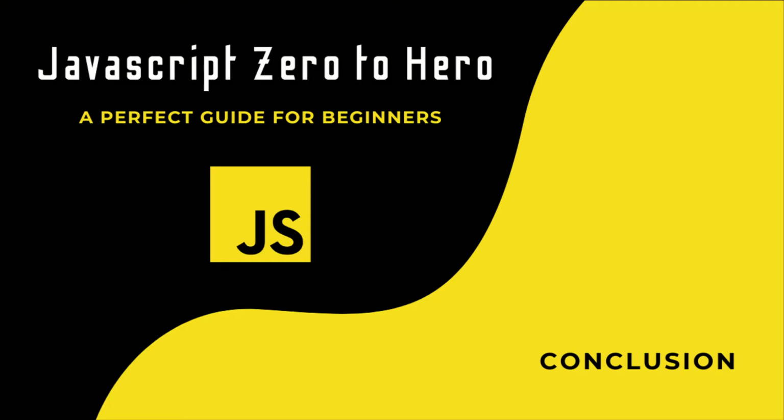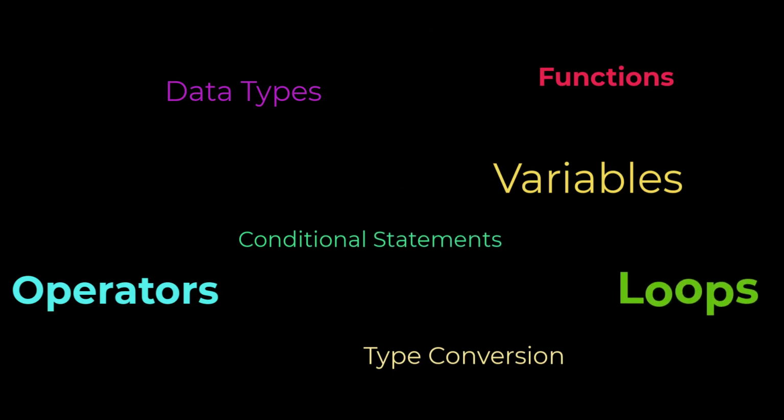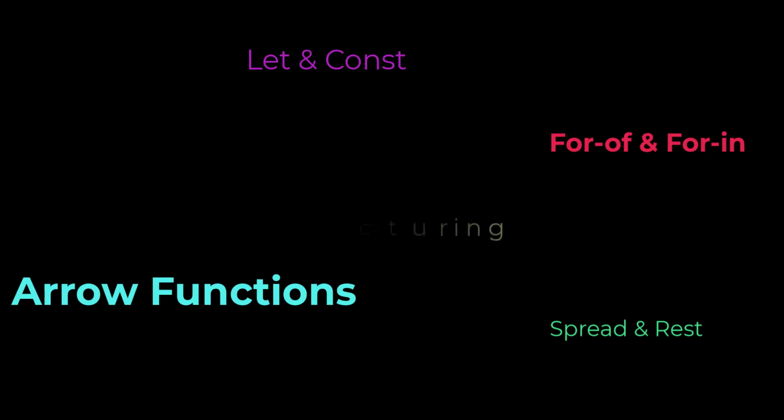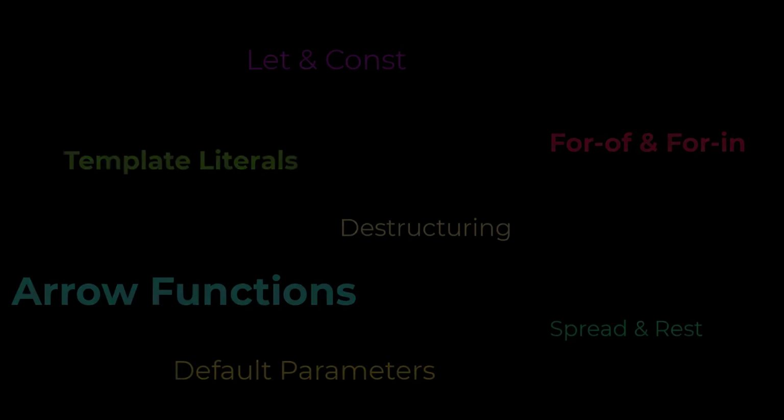As part of this series, we have learned the basic concepts in JavaScript like variables, data types, operators, type conversion, functions, conditional statements like if-else, loops like for, while, strings, arrays, objects, and more. Also, we learned about some of the ES6 features like let and const variables, arrow functions, new for loop syntaxes, spread and rest, array and object destructuring, template literals, and default parameters. JavaScript is not limited to these concepts.